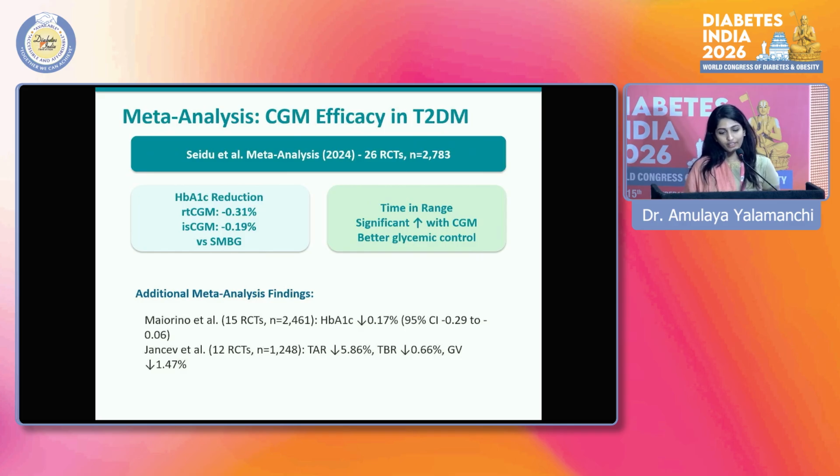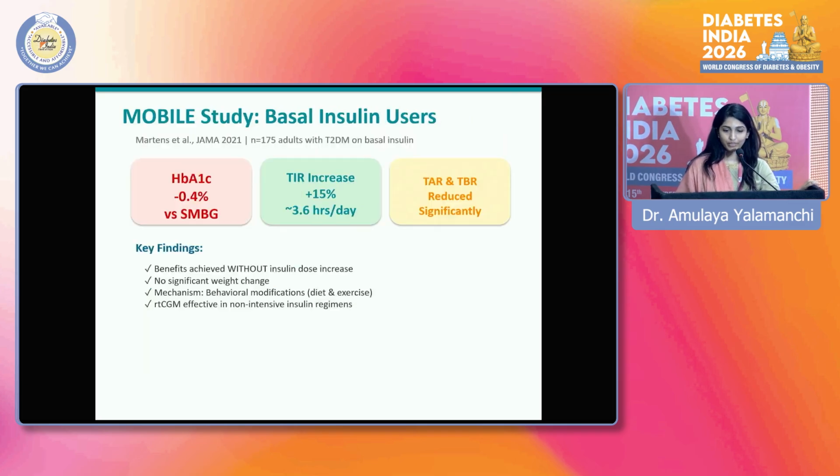Additional findings are a decrease in time above range, a decrease in time below range, and a decrease in glycemic variability as well. And especially this is for basal insulin users. This study has been done with patients on basal insulin. HbA1c also decreased by 0.4% in addition to the SMBG. There is also a time in range increase of about 15%, which is very significant clinically as well. Time above range and below range reduced significantly.